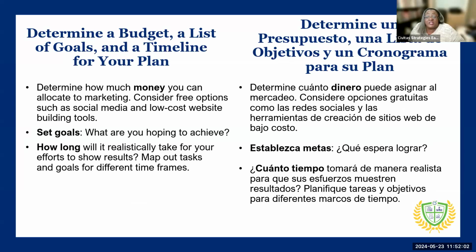Step 3 is to determine a budget, a list of goals, and a timeline for your plan. So before you begin implementing your marketing plan, you will need to determine how much money you can allocate to marketing. Now, if your budget is tight, you want to consider maybe social media as a free avenue for marketing and look into some inexpensive website building tools. Now, we will discuss these avenues in more detail shortly, but let's move forward.